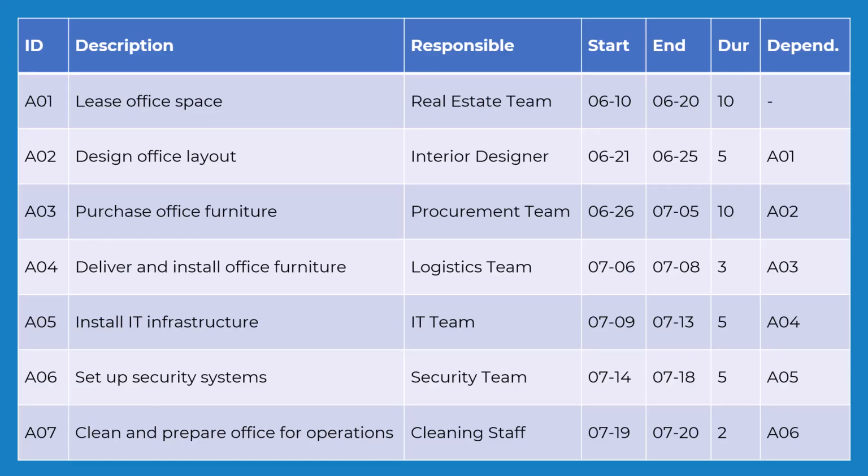We have an activity ID, a description that uses a verb, lease, design, purchase, deliver, and so on. Who is responsible for this, and when each activity is supposed to start and end, and how long it takes. And we can also see any dependencies between these activities on the far right, which one has to start before which one, or which one has to end before the other one can start.